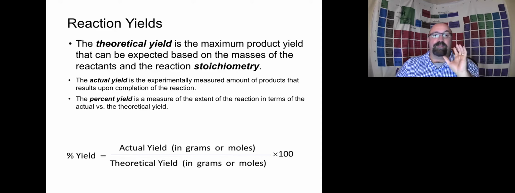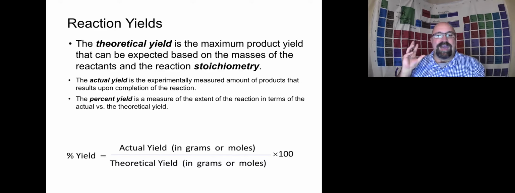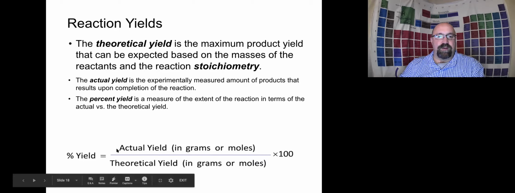Maybe you're just not able to recover all of it because of whatever your recovery techniques are. And so the actual yield will always be less than the theoretical yield. So it's useful for us to think in terms of percent yield, to think in terms of, okay, how much did I actually get compared to how much I could have got? That's a simple enough calculation. Just take the actual amount that you measured, divided by your theoretical, and multiply that by 100.